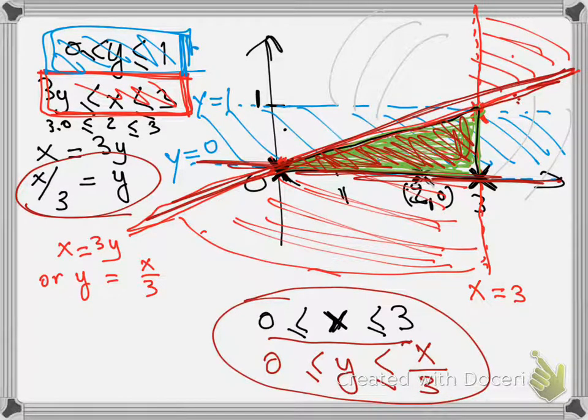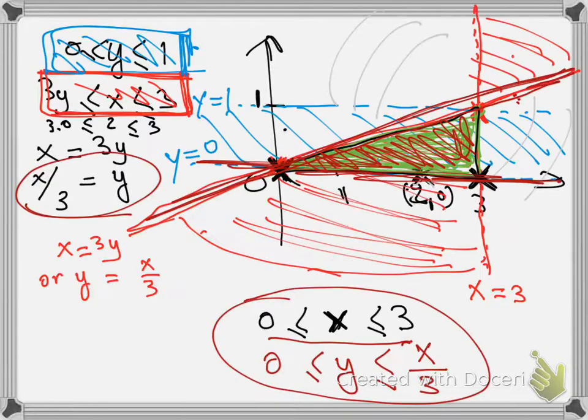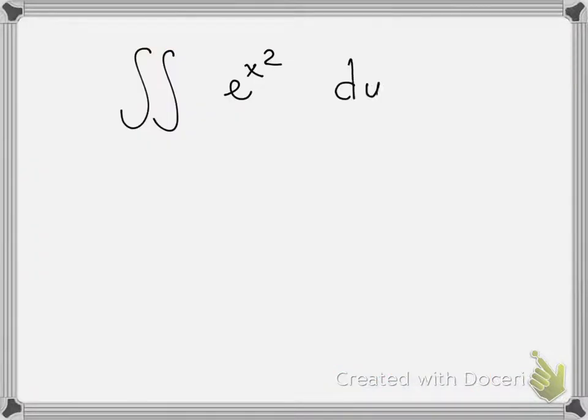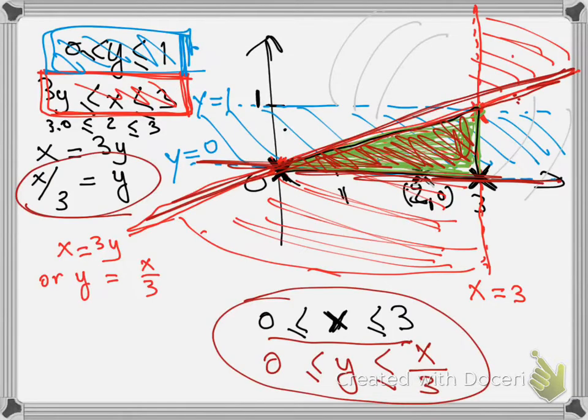So what I'm saying is that now I have my e to the x squared. My x is between 0 and 3, so it's between constants. My y is between 0 and x over 3. So we integrate first with respect to y, because y is between functions. So here dy first, then dx. So y is between 0 and x over 3.